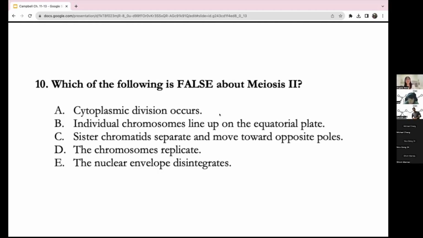Most of you answered D. Good job. During meiosis 2, the cells are split apart. Meiosis 2 includes metaphase 2, where the individual chromosomes line up on the equatorial plate. The sister chromatids move towards opposite poles, which is anaphase 2, and the nuclear envelope disintegrates, which is prometaphase 2. However, the chromosomes don't replicate because that happens before meiosis starts. So that's why it's false.